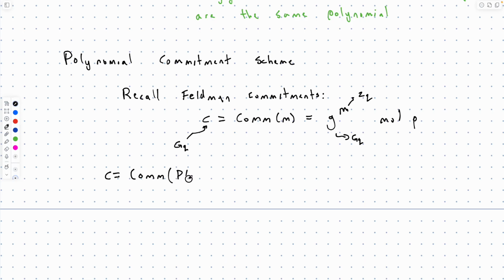So I'm going to commit to a polynomial. And so I'm going to have g to that polynomial. What does a polynomial look like? Well, it looks like a coefficient c0 plus c1 x plus c2 x squared plus c3 x cubed. Okay. Can I commit to that polynomial as it stands right now?